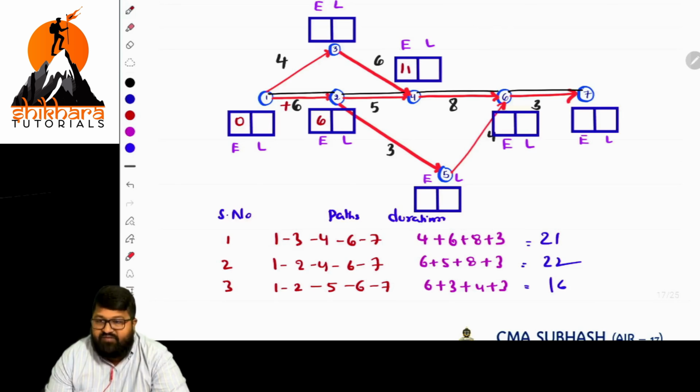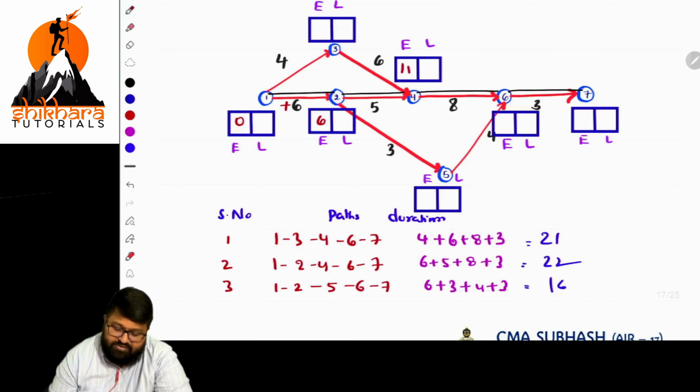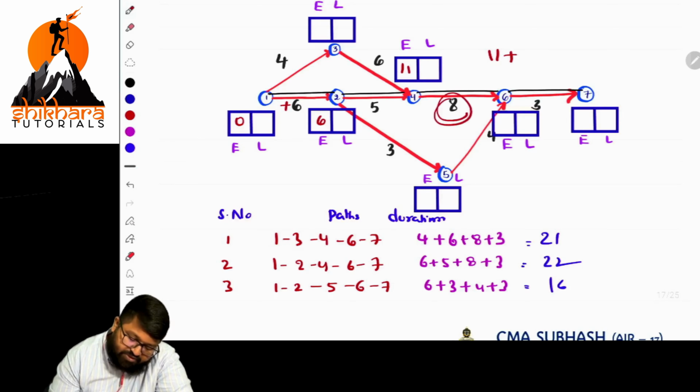Is it done? If that part is done, the next event in the critical path is this. So for this, what are the alternative paths? One path is like this, from this point. The value there is 11 plus the duration here, which is 8. 11 plus 8, that is 19.